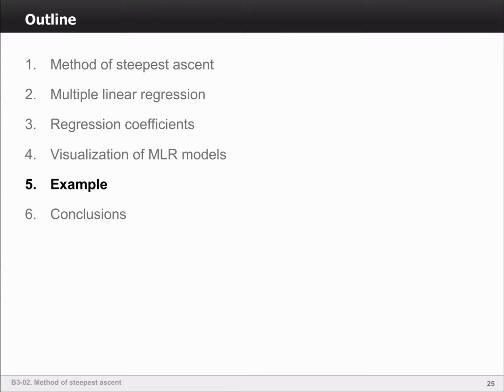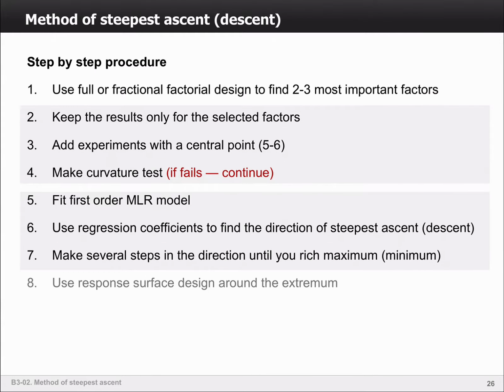So how to implement the method of steepest ascent, all the particular steps. Okay. Then these are all the steps. You can see that actually we have 7 steps. The last one, step number 8, is a response surface design. It's something we are going to talk about next time, in the last learning sequence.